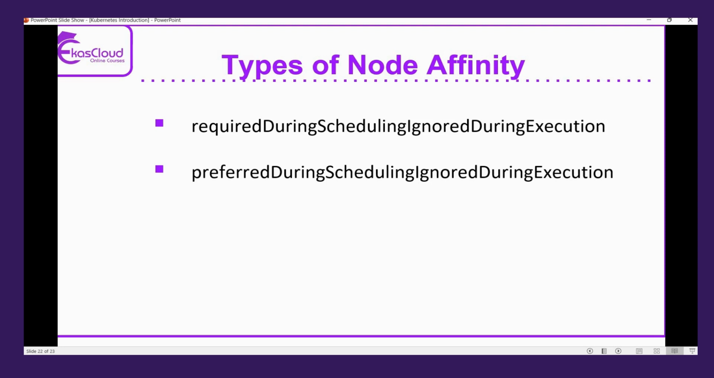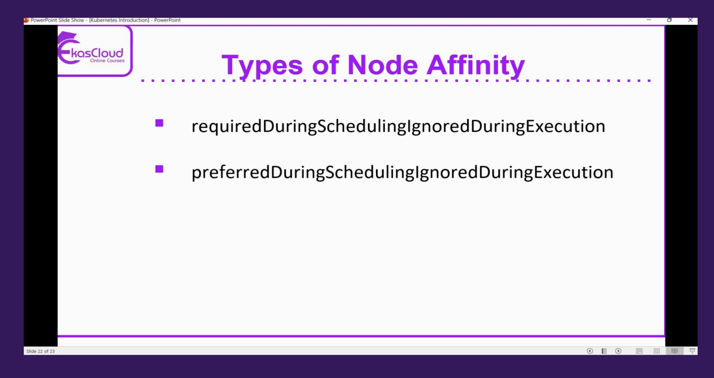We can create a YAML file for that pod. In that pod we can mention the node affinity. We can use this required during scheduling, ignored during execution type. This means based on the label it will place the pod on that node. If that label is not matched, it will not schedule the pod.